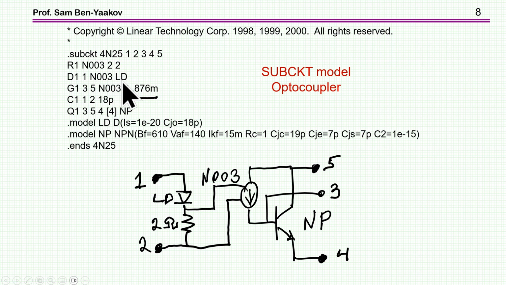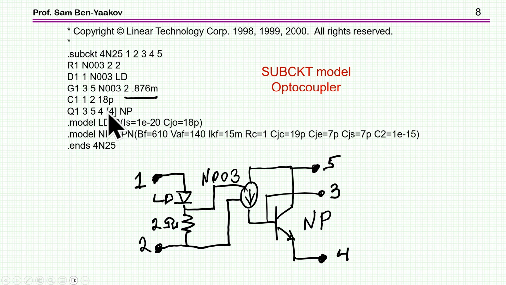And this LD is the name of the model. Here is the name of the model. And these are the parameters. Now, there are only a few parameters, because if you don't specify the parameters, they are left at the default value. There is always a default value for the parameters. So we have a diode, we have a transistor, and then this is just the end of this subcircuit.